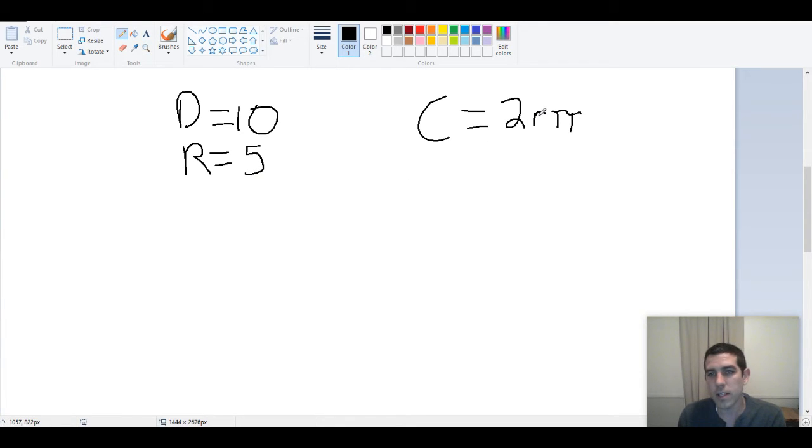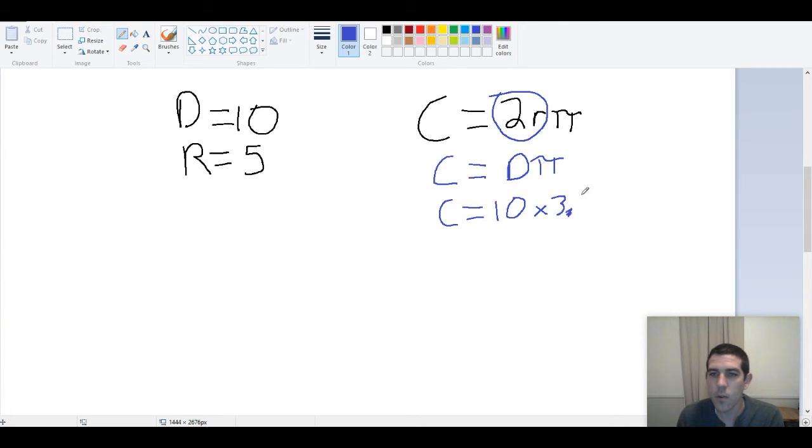But actually, look at this little trick. Since we're going to be multiplying 2 by the radius, we are actually multiplying pi by diameter. 2 times radius is the same as diameter. So we could say diameter times pi is equal to the circumference. In this case, the circumference would be 10 times, what's the value of pi? 3.14. So I'm able to just use diameter times pi also.